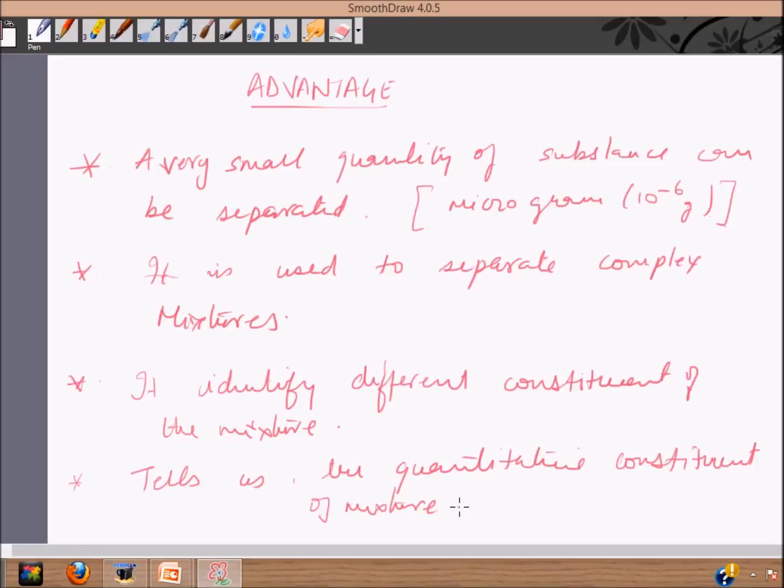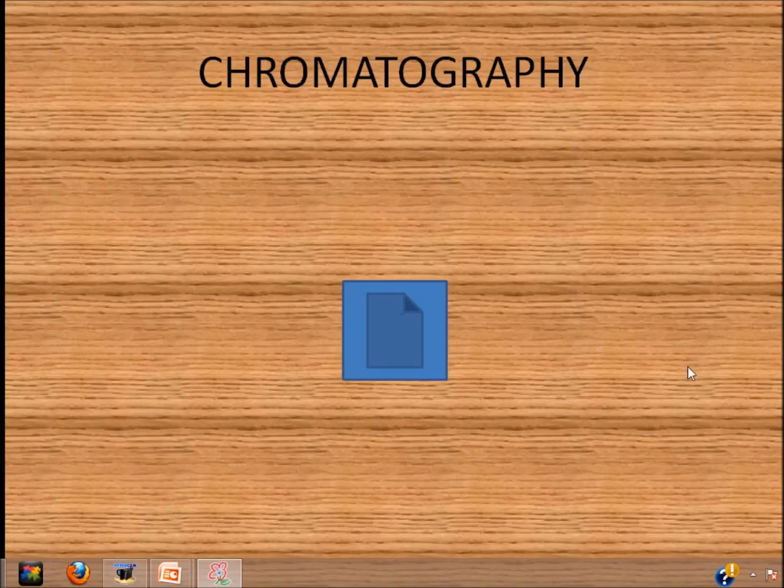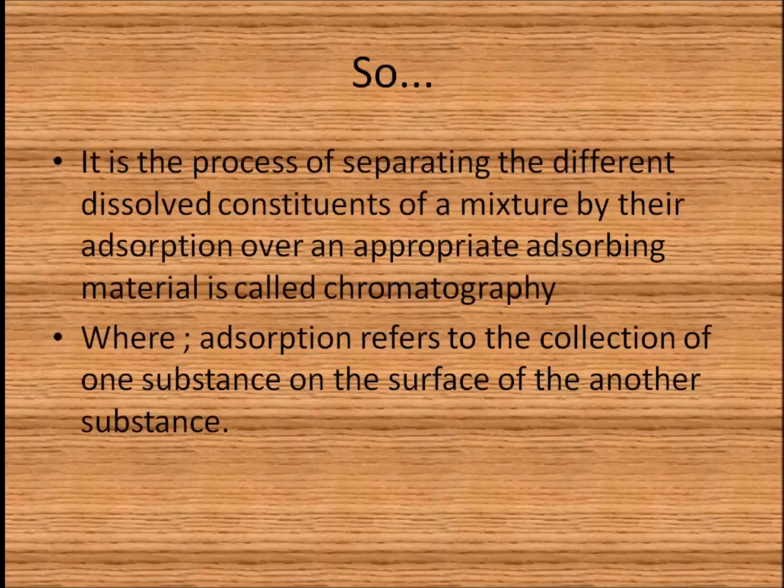So here, I hope you have a brief idea about chromatography. Now let's brief it out. It is the process of separating the different dissolved constituents of a mixture by the adsorption over an appropriate adsorbing material, called chromatography, where adsorption refers to the collection of one substance on the surface of another substance.